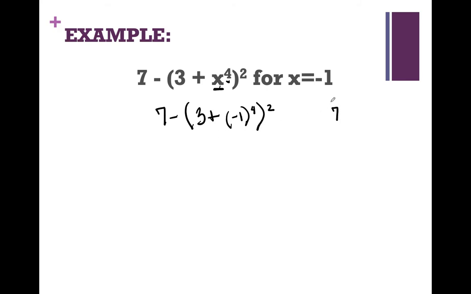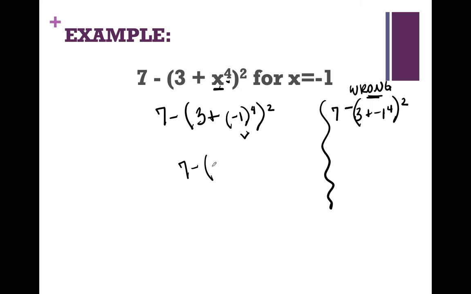So this is the correct way in the middle, and then I'm going to show you the incorrect way and how it could change the problem on the right. Okay, so this over here is the wrong way, and I just want to show you why it's important that you do this the right way. So if we evaluate this, -1 to the 4th power is +1. 3 plus 1 is 4. 4 to the 2nd power is 16. And 7 minus 16 is -9.